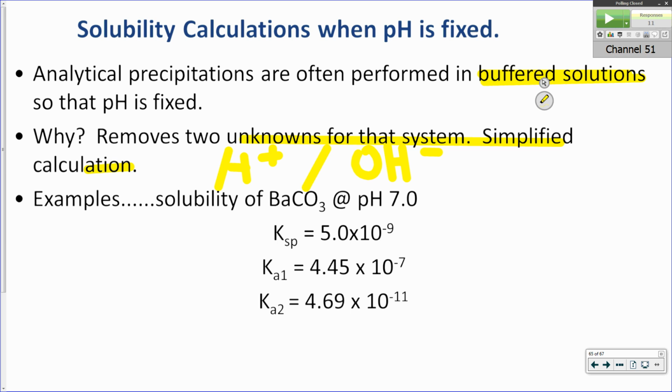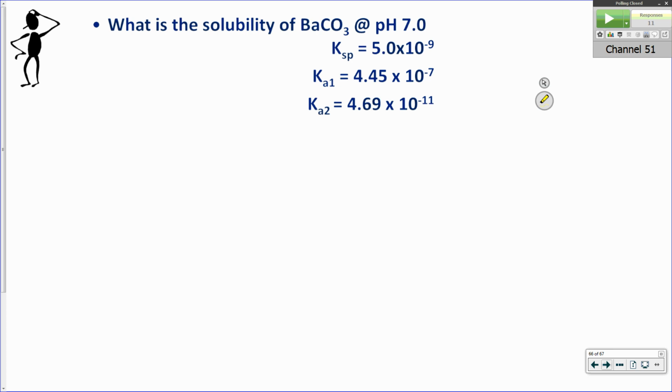Okay, so I want to do an example: what is the solubility of barium carbonate at pH 7? And what makes this a complex system is that it's not just the solubility of the barium carbonate, it's also that the carbonate ion is a diprotic acid coupled with carbonic acid. So this one's got some steps involved in it. All right, so we're going to see if we can come up with a solution mathematically, and then we may look at the other way of doing it.